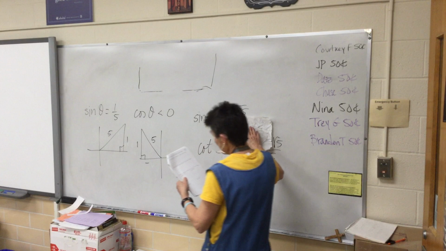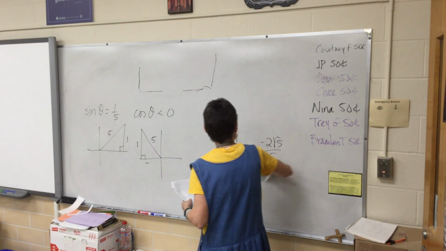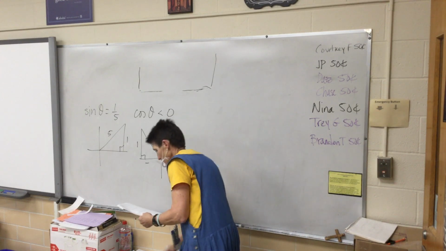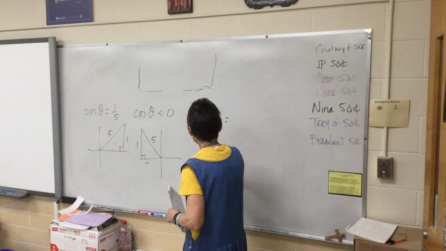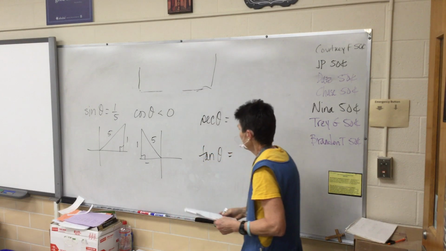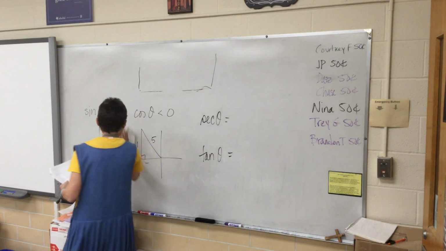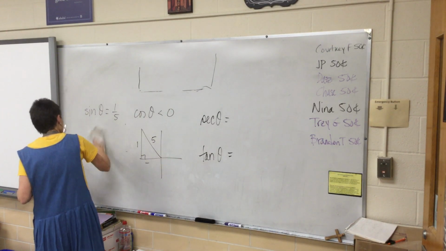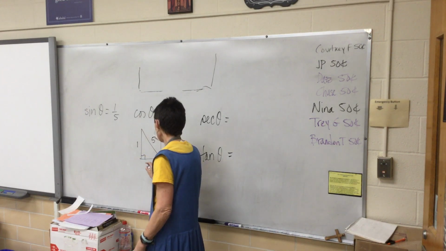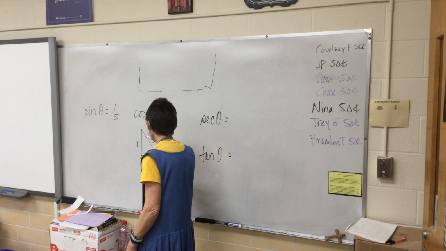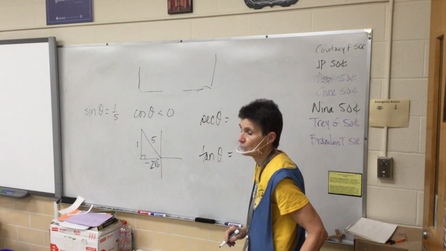Now I need to figure out secant and tangent. First I need to figure out what the missing side of that triangle is. Has anybody done that yet? -2√6. Exactly. It's actually the square root of 24, but when you simplify that, you get -2√6.